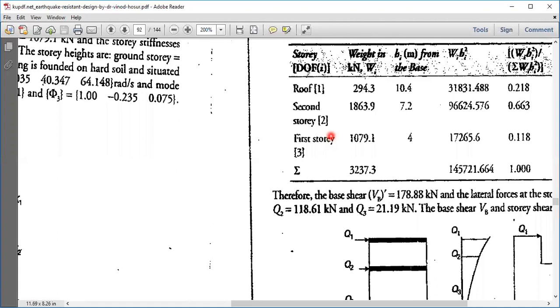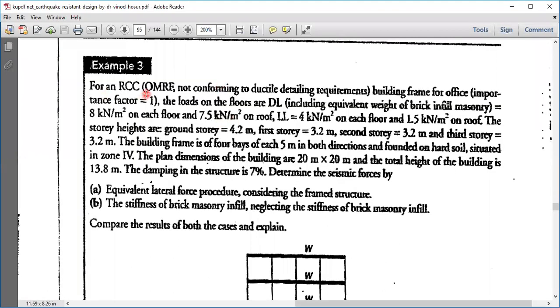Coming to the next example from the same book, for an RCC OMRF, that is an ordinary moment resisting frame. Now we know SMRF, it is going to be 5. This is an ordinary moment resisting frame, so the response reduction factor is going to be 3. Please go through the code book.